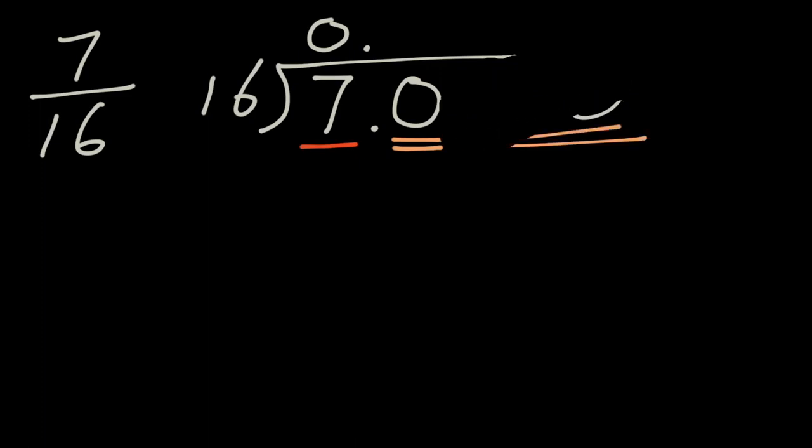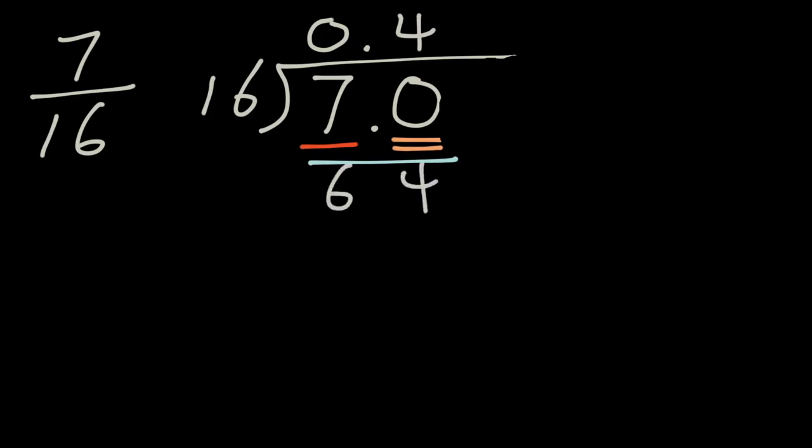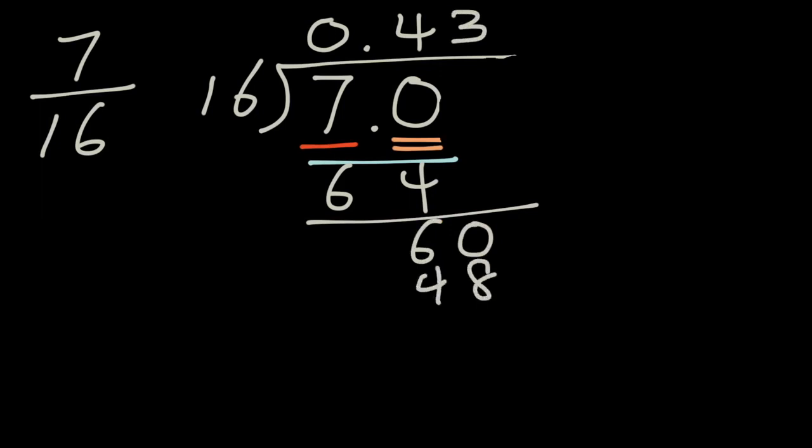So in this case, we added the 0, and again we're looking at this as 70 divided by 16. 4 goes into it, and that comes to 64. 70 minus 64 is 6. Then we bring the 0 down, and we can see 3 goes into 60 and will come out to 48. Then 12 comes down. We bring the 0 down again.